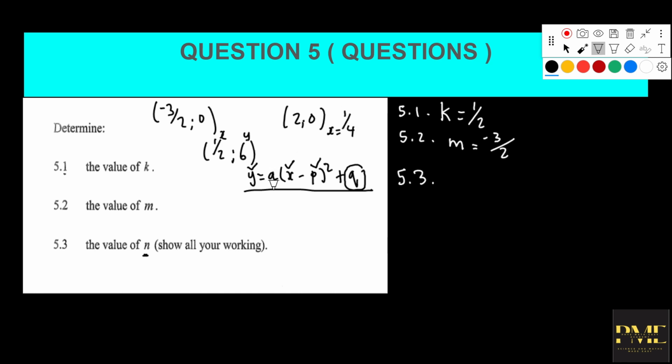However, we don't have our a. So we need our a first. Then we can plug in our a here and therefore solve for q, which is the same as the value of n, because we say they're one and the same thing.